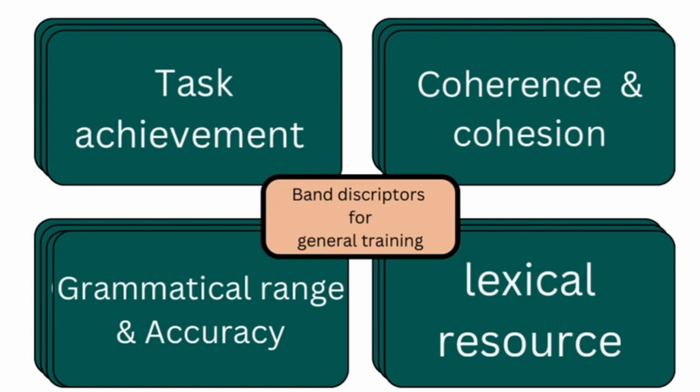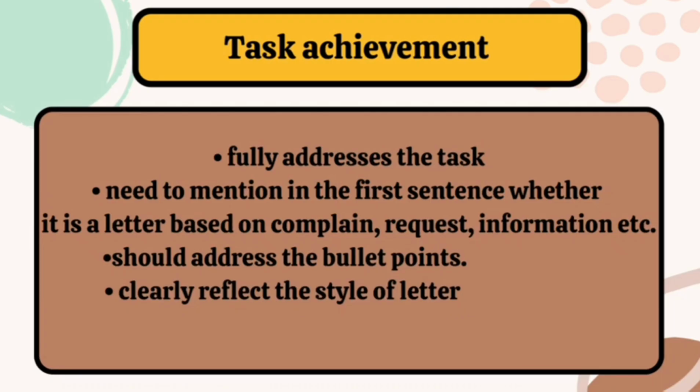Band descriptors for the general and the academic training are almost similar, but task achievement asks for something else for the general training people. Let's see it in detail. Your writing task 1 definitely has varied kinds of letters, so you need to fully address the task. That means you need to mention in the very first sentence whether the letter is about a complaint, a request, or information. One should definitely make sure to address all the bullet points given in the question itself, and it should clearly reflect the varied style of the letter.